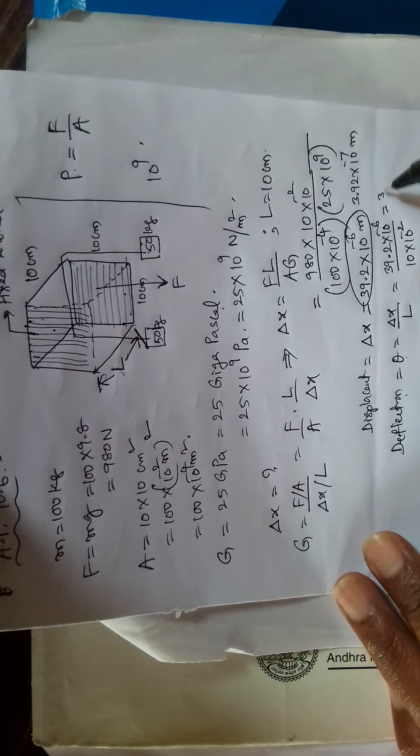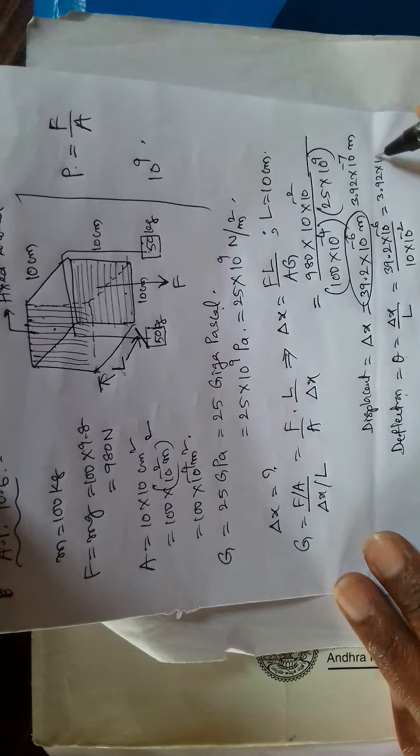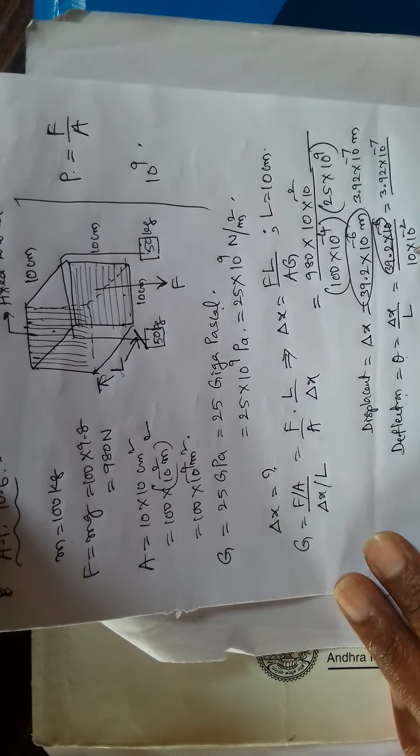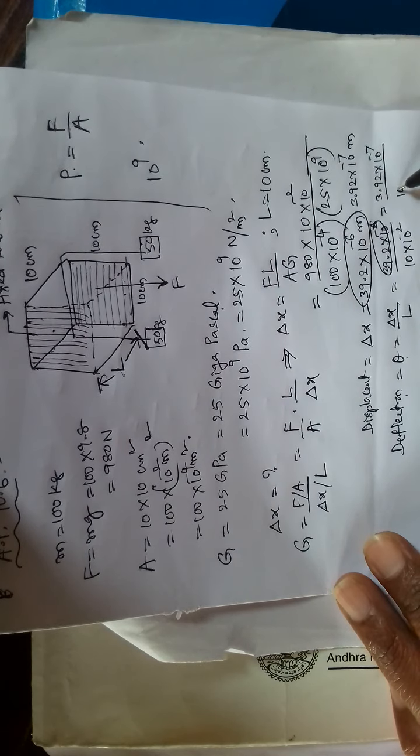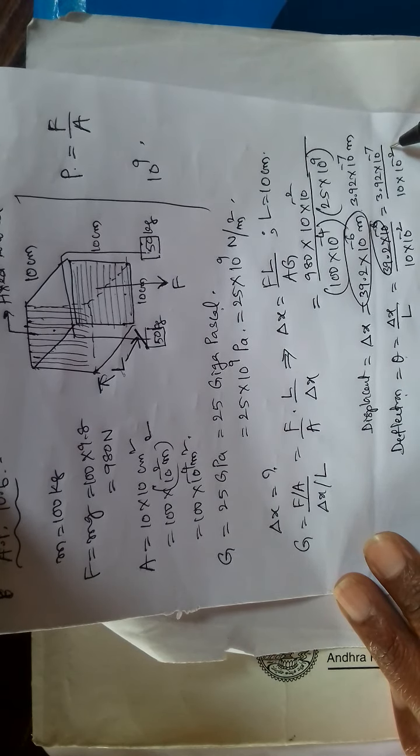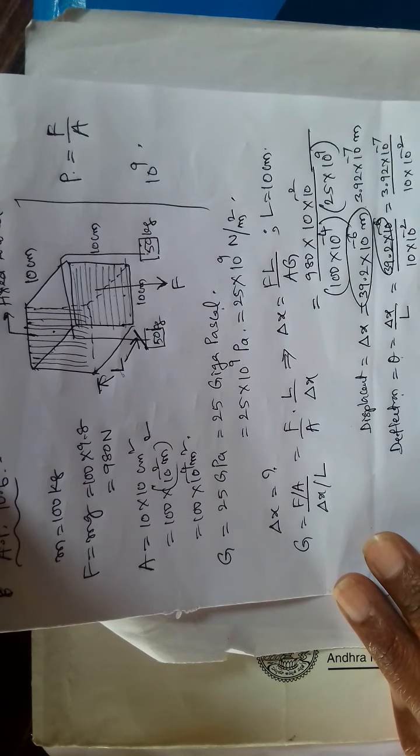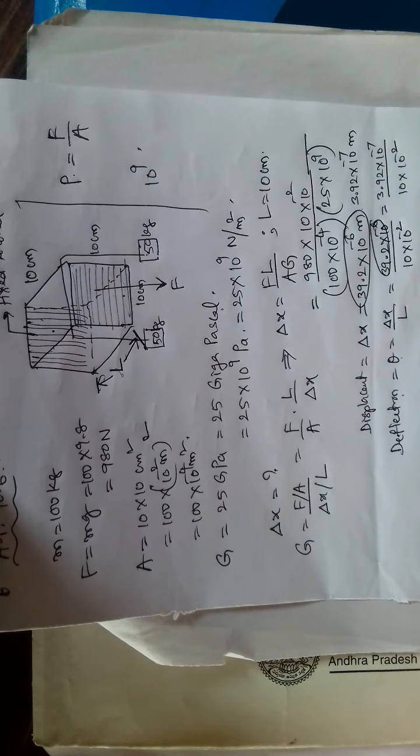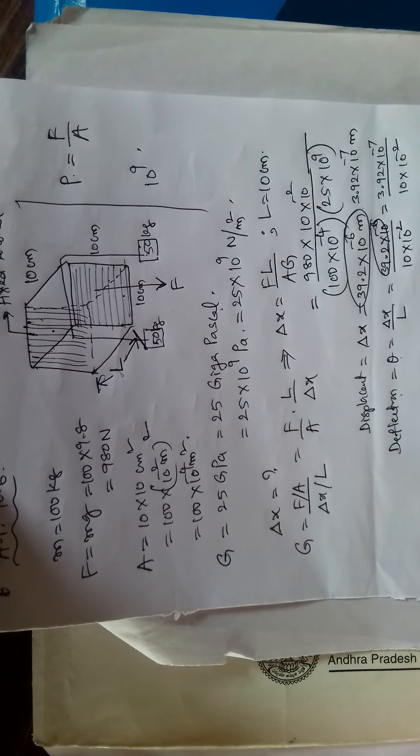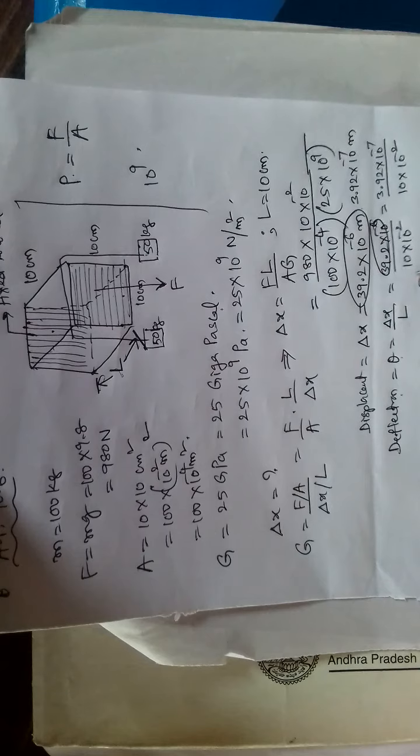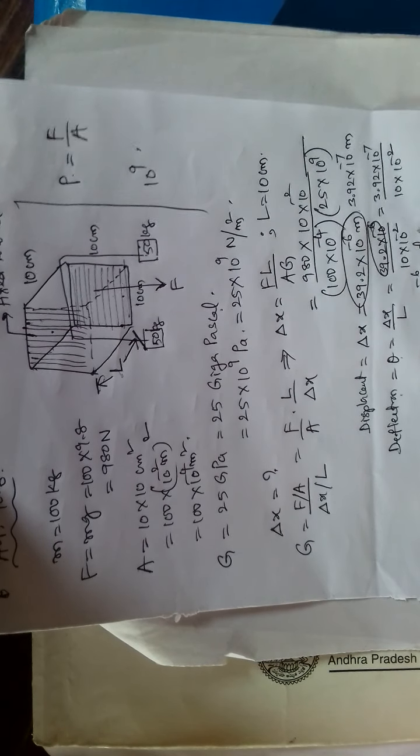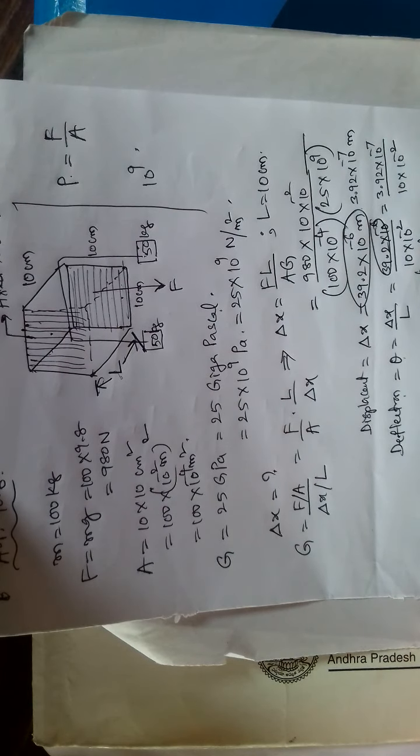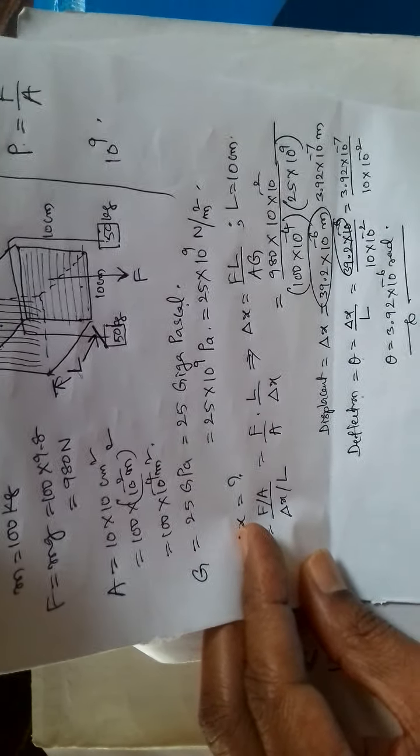So here 3.92 into 10 power minus 7 divided by L value 10 into 10 power minus 2. So we get deflection in radians. Sorry, it is not visible here.